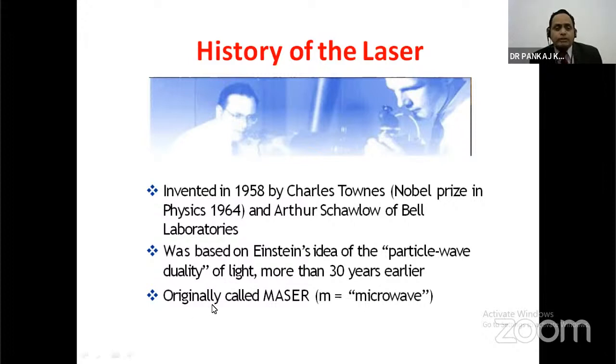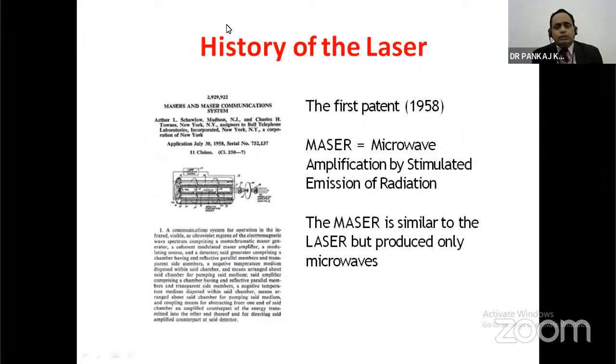The term was originally known as maser, M for microwave, and later on the M was replaced by L, microwave replaced by simply light. So maser was converted into light amplification by stimulated emission of radiation, which is known as the laser. So laser works just like the microwave maser, with the microwave term replaced by light. This is the history of the laser.